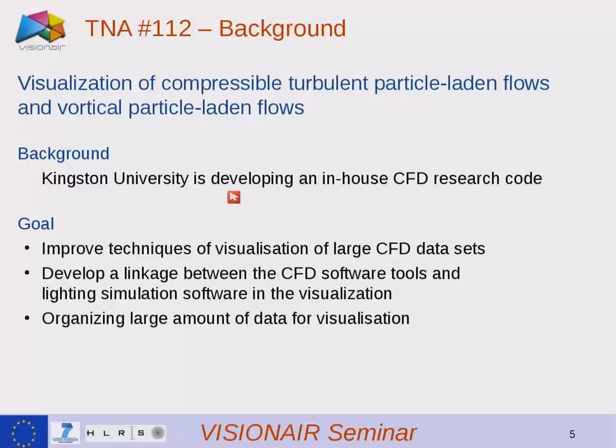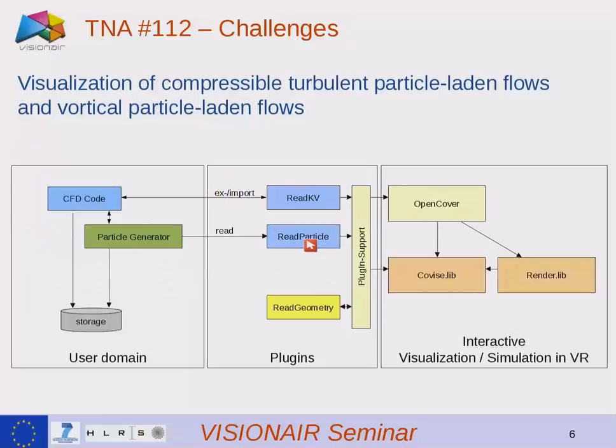So the main approach, we can see just some kind of data flow diagram here. They have their CFD code on the left side. On the right side, you see the really basic structure of COVISE or OpenCOVER. And the first TNA was about reading the CFD data from their code. So we just wrote a reading module for OpenCOVER to read the data from the simulation code.